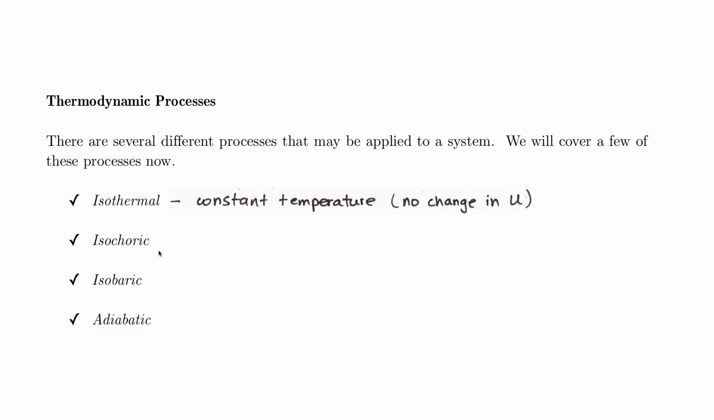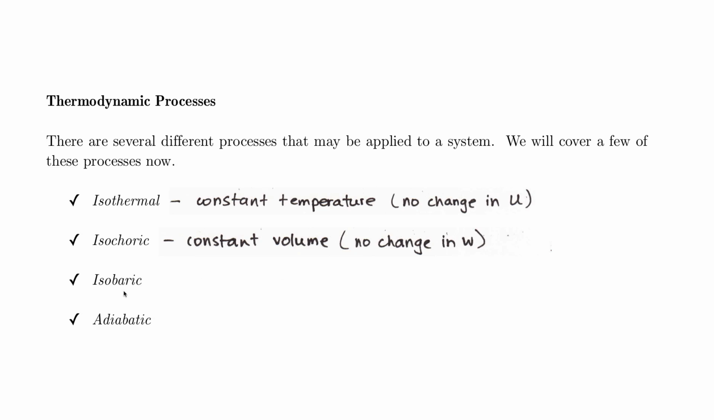Isochoric is also called isovolumetric, okay? But that's basically any process where we have a constant volume. And with constant volume, that means no change in work, okay? Because there would be no area underneath that curve.